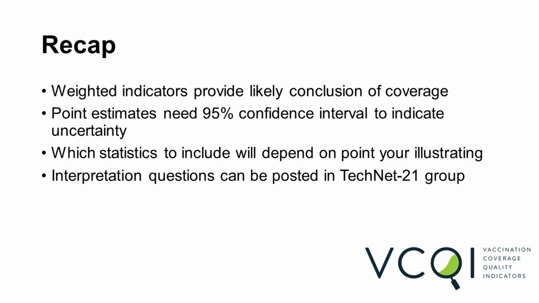To recap, weighted indicators are meant to provide a conclusion about likely vaccination coverage among the population from which the survey sample was drawn. Point estimates should be accompanied by two-sided confidence intervals to indicate their uncertainty due to sampling variability. Precisely which summary statistics you include in report tables will depend on what point you are trying to make. Feel free to post questions in the TechNet21 users group for help in interpreting Viki output.